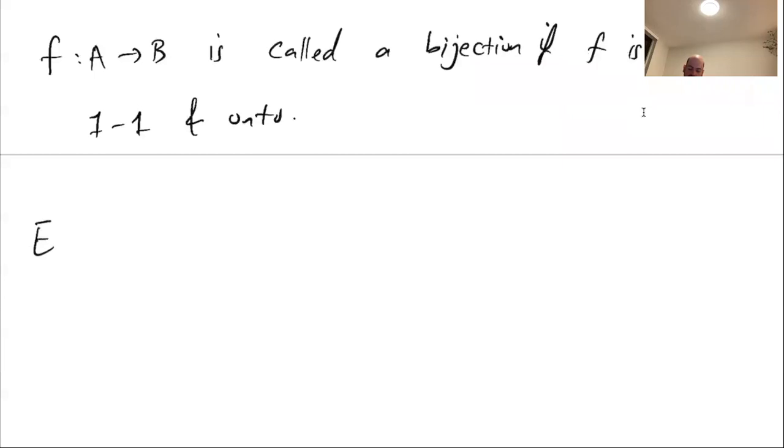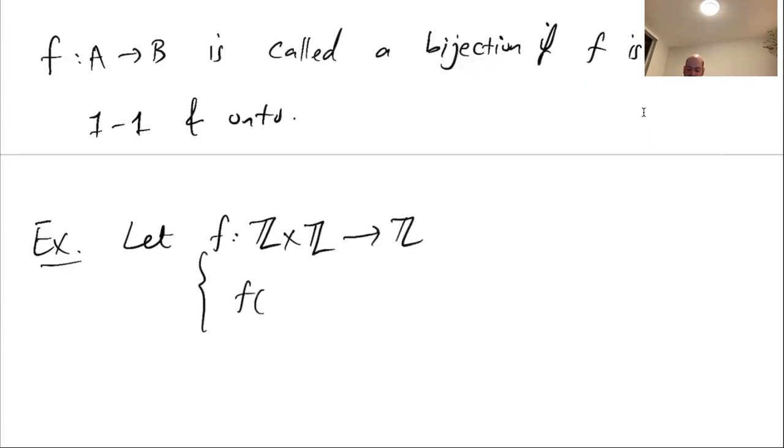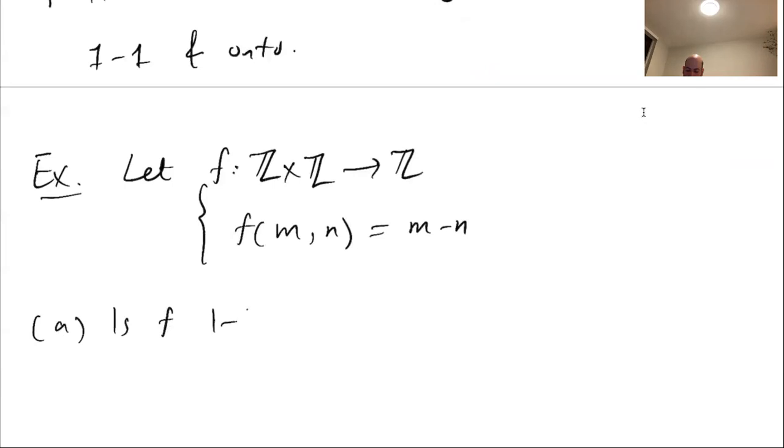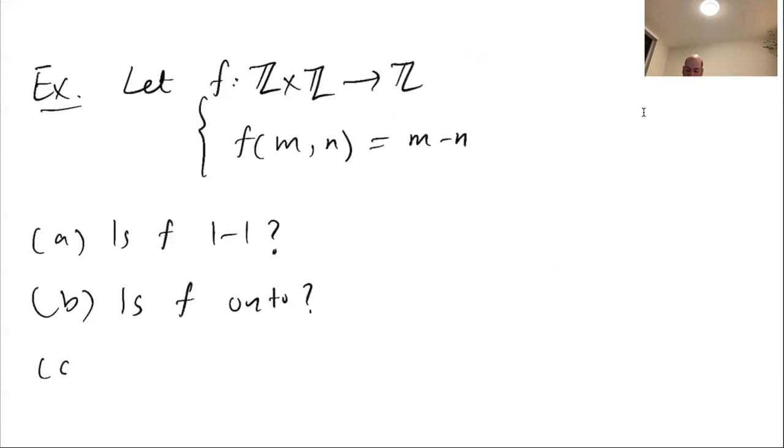So let's look at an example. I think it's one of the book exercises. Let f from Z cross Z to Z, and f of (m, n) equals m minus n. So part A is, is f one-to-one? Part B is, is f onto? And part C is, is f a bijection?